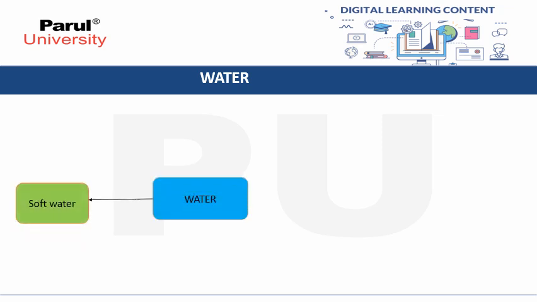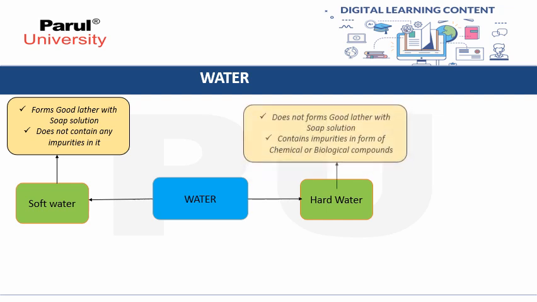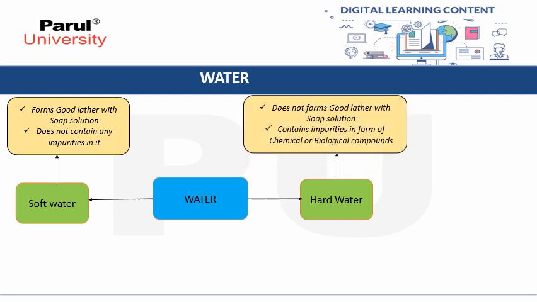Water is of two types, soft water and hard water. Soft water forms good lather with a soap solution and does not contain any impurities in it, whereas hard water does not form good lather with soap solution and contains impurities in the form of chemical or biological compounds.